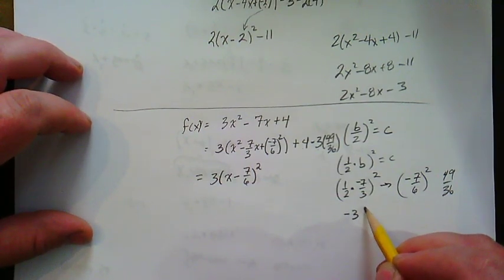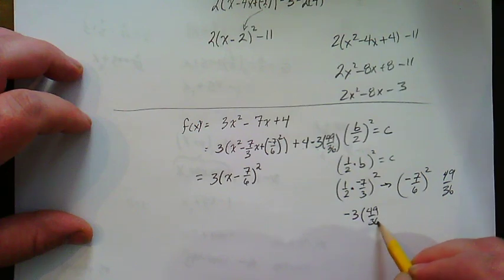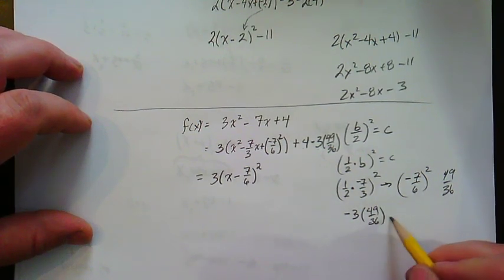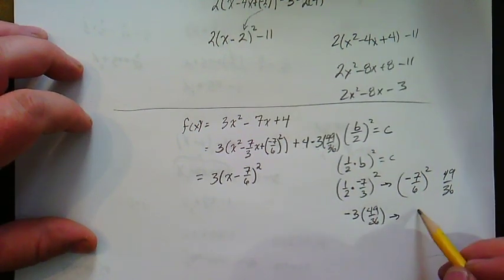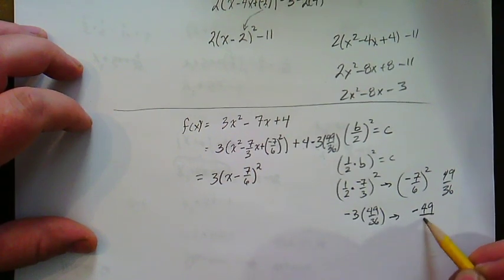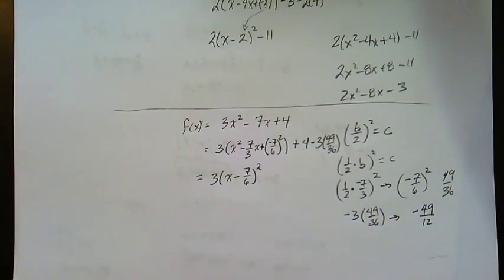3 times 49 over 36. We want to reduce. 3 and 36, that reduces to 1/12. So I've got negative 49 over 12. Yeah?